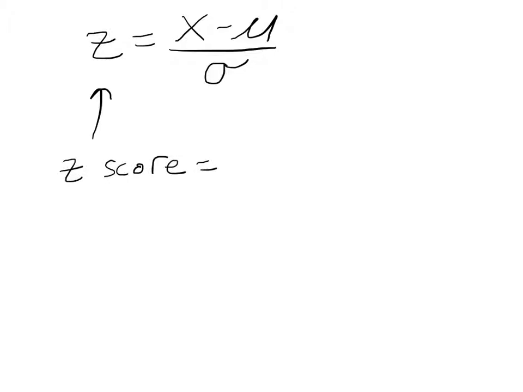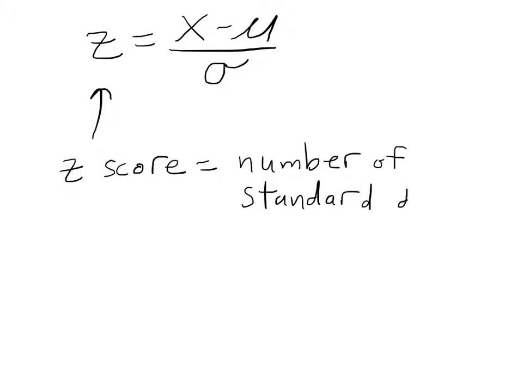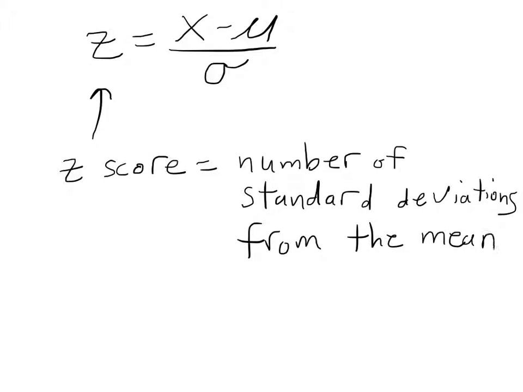I'll write down the definition. It's the number of standard deviations from the mean. And if the z-score is positive, that means the particular x value is above the mean. If the z-score is negative, that means the particular value is less than the mean.